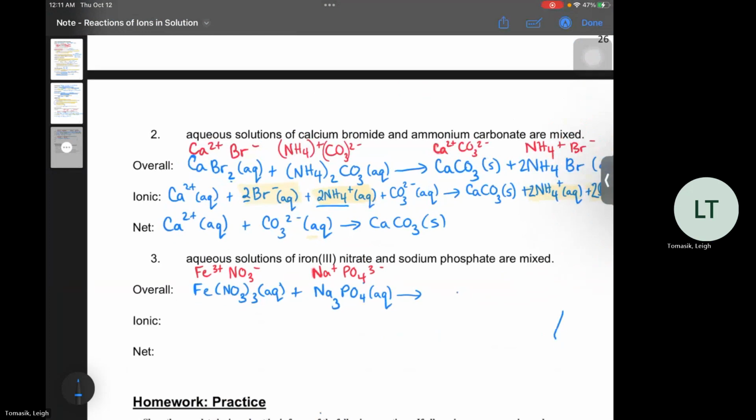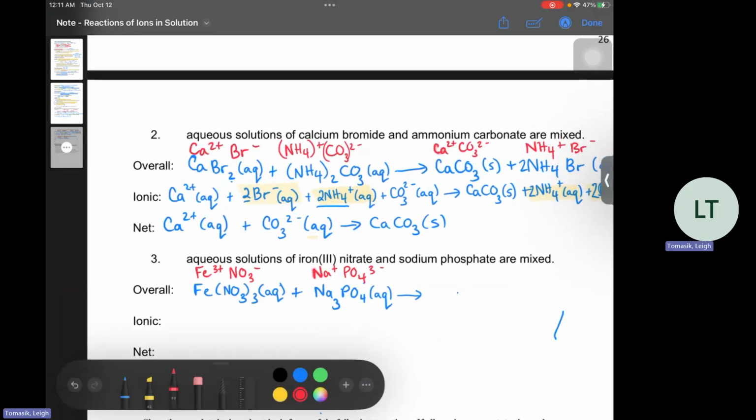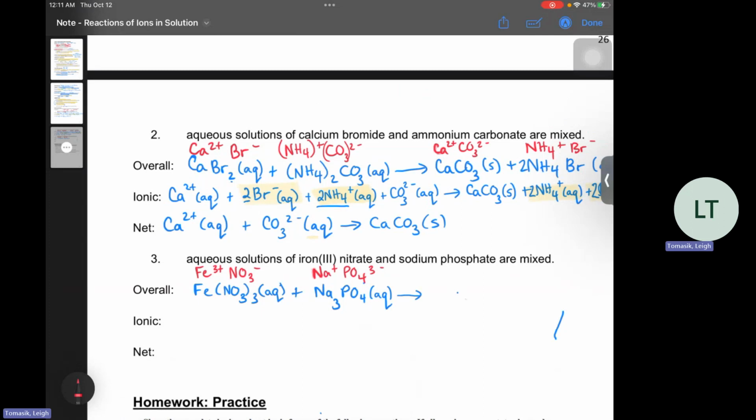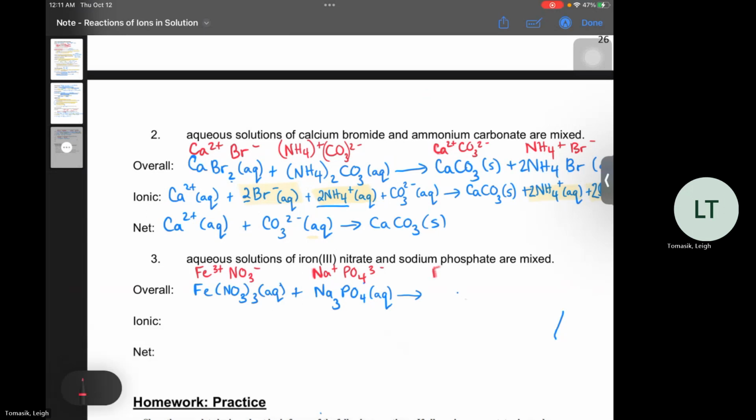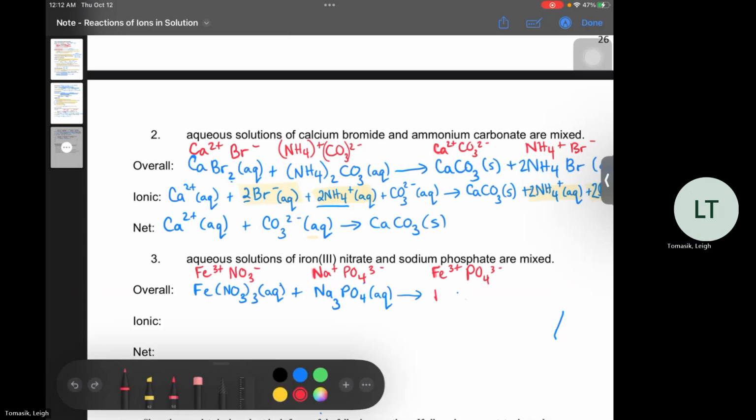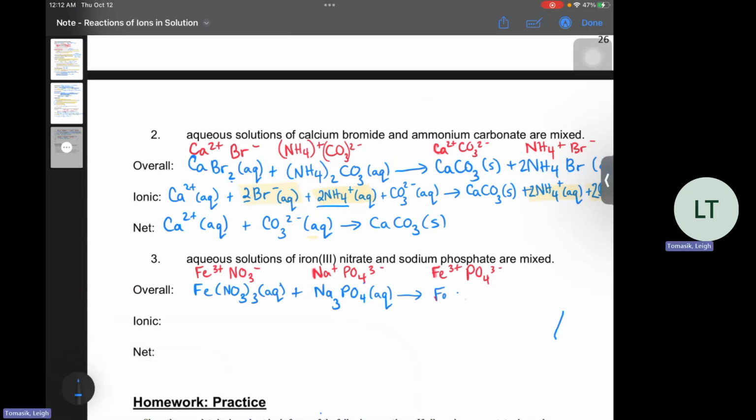Okay, so this reaction will happen because we have a precipitate. So we have iron, iron 3 plus. We have to choose 3 plus this time because it's the most common charge. So we're going to get FePO4. Right, the charges will cancel.